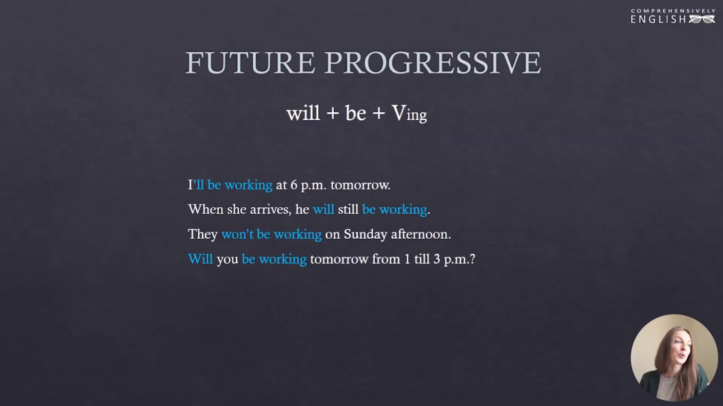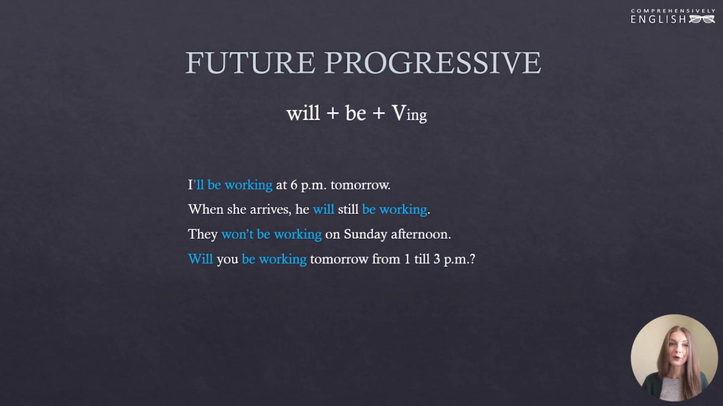So the future progressive tense is formed with the help of the auxiliary verb will, be, and the main verb with the ending ing. I will be working at 6 p.m. tomorrow. When she arrives, he will still be working. They won't be working on Sunday afternoon. And will you be working tomorrow from 1 till 3 p.m.?